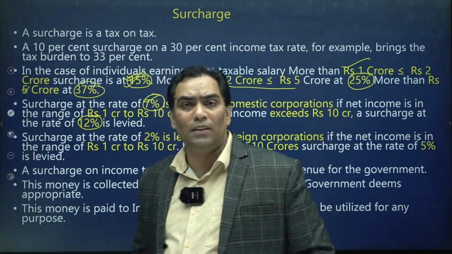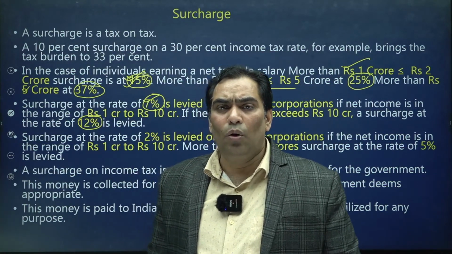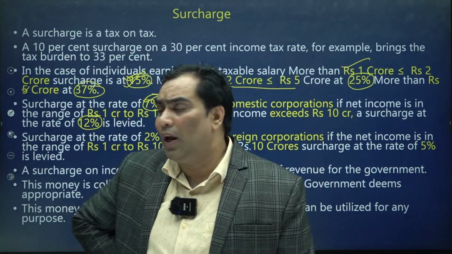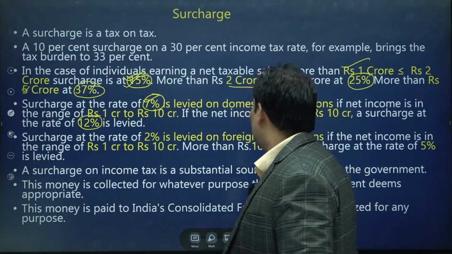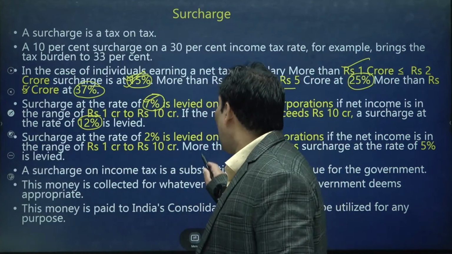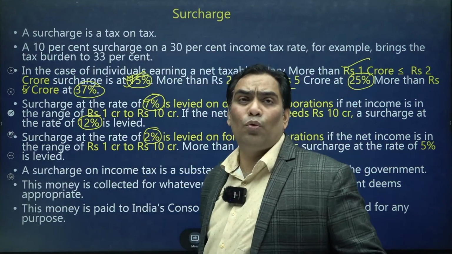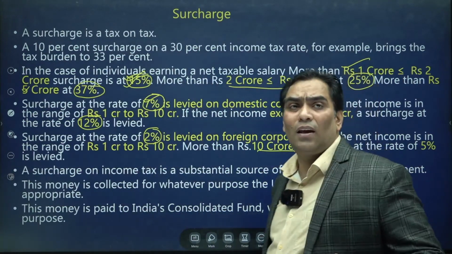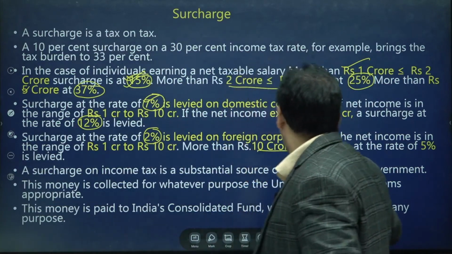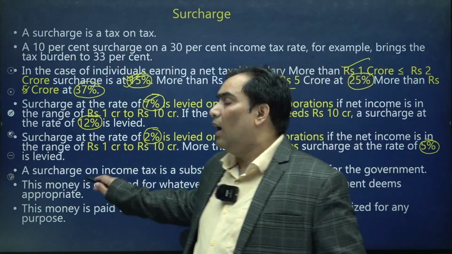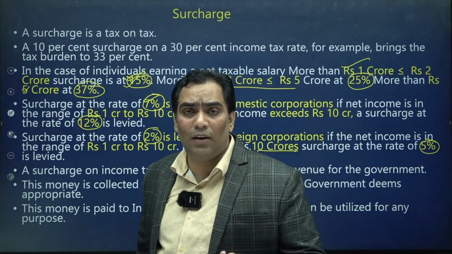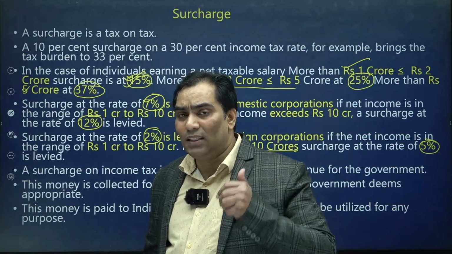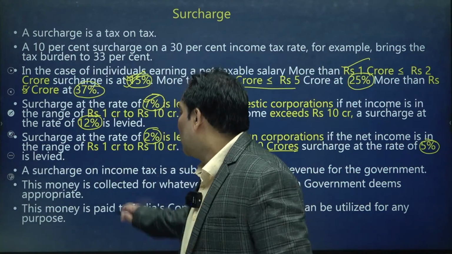And for the foreign companies, that means those companies promoted by foreigners, if their profit is between 1 to 10 crore, they have to pay surcharge at the rate of 2% on their tax liability. Whereas if their income is more than 10 crore, they have to pay at the rate of 5%, on tax liability, not on taxable income, because in the case of surcharge or cess, tax is paid on tax.